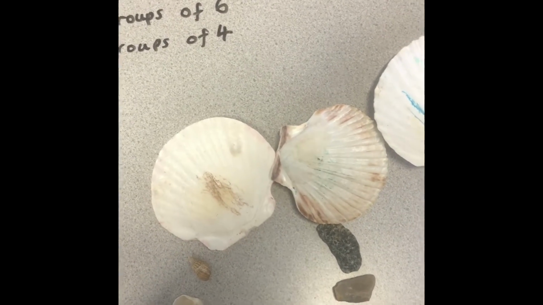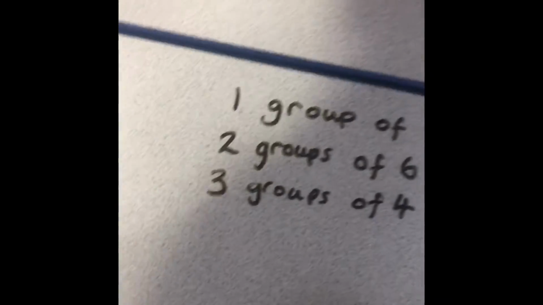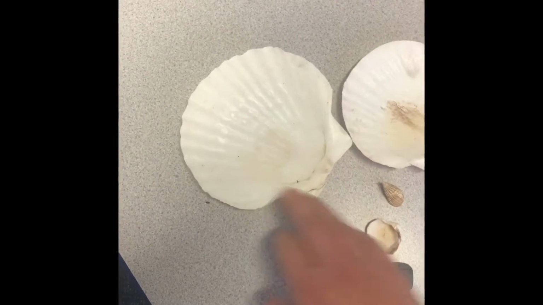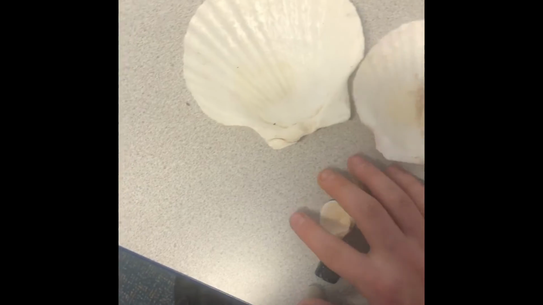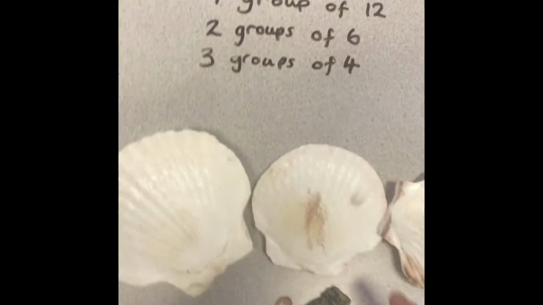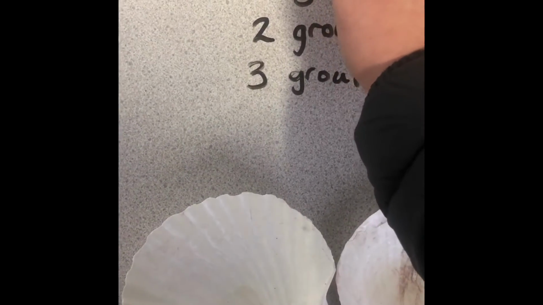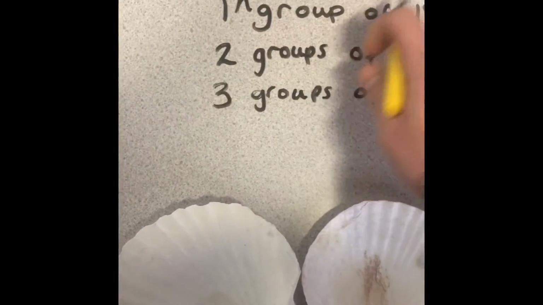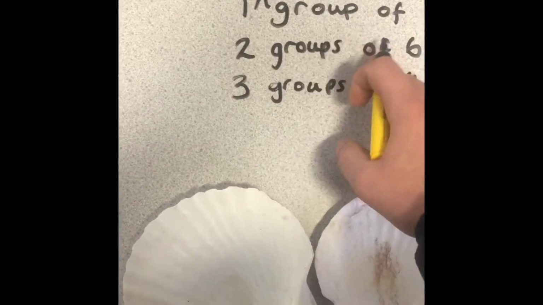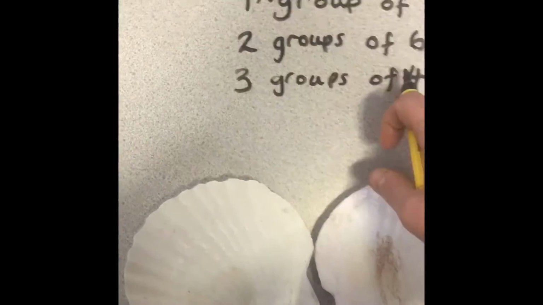I'm going to investigate now. Can I split 12 into 4 groups? And see if the groups are equal. Okay? Because of course we are just doing equal groups. And we could write that in our sentences. We could write equal groups. 1 equal group of 12. 2 equal groups of 6. 3 equal groups of 4.